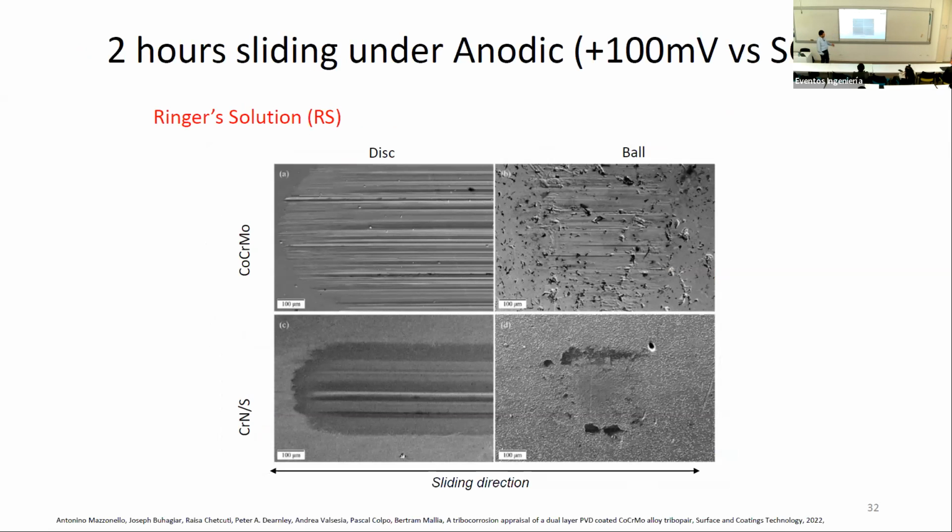We did some tests under anodic conditions. We have the disc and the ball. The untreated, we're seeing quite a significant amount of abrasion damage. This is in contrast with chrome nitride. We're seeing here some undulations on the surface, but in general, the scar is very smooth.